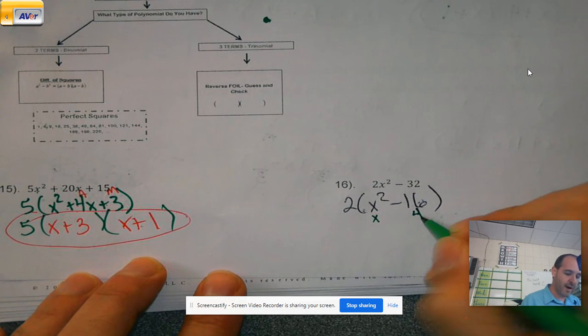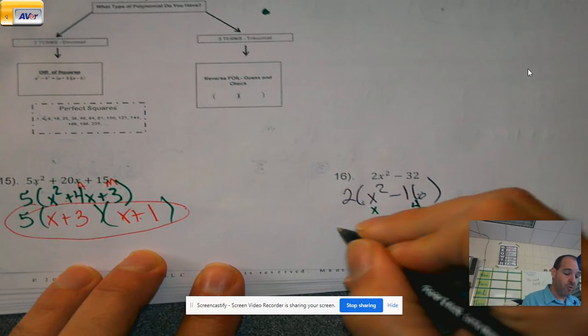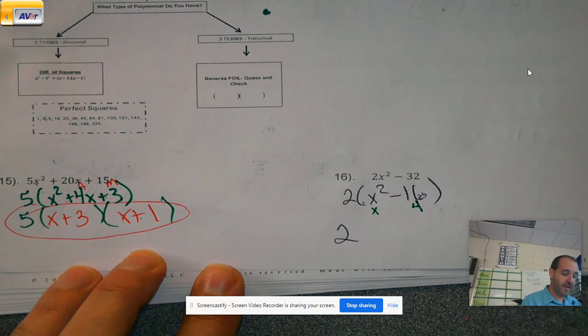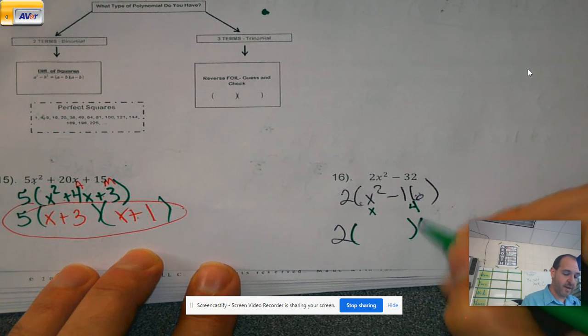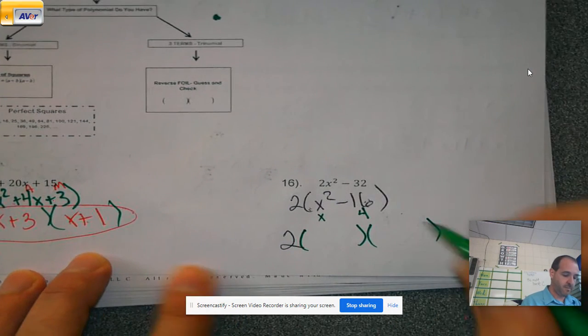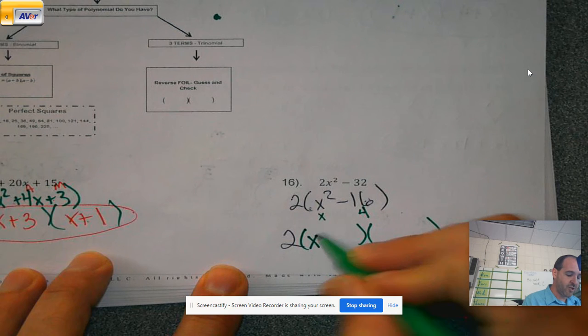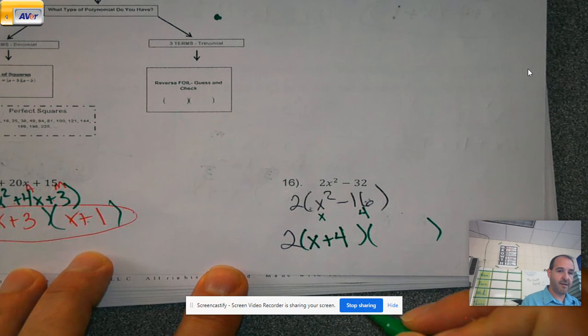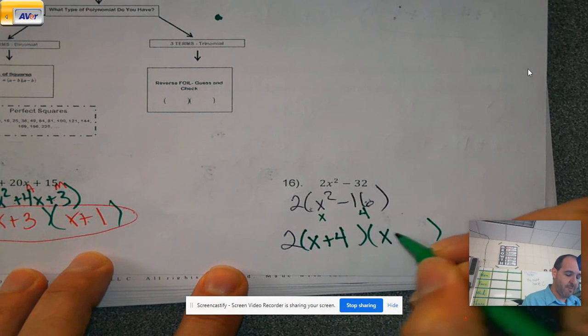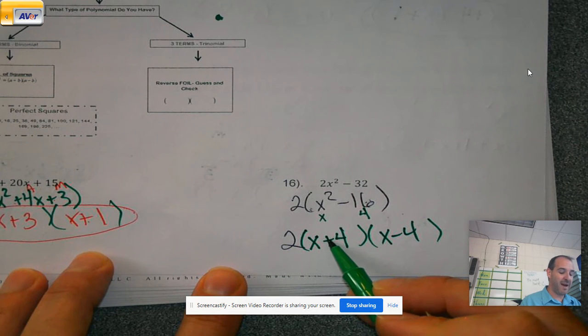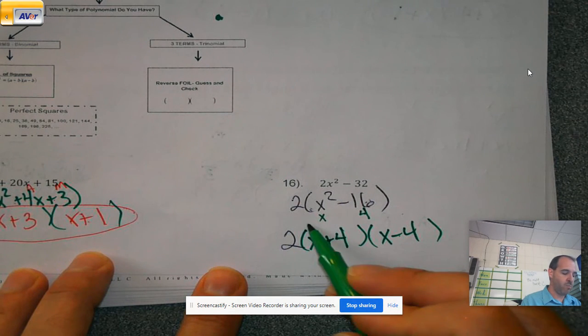So what do I square to get each? Don't lose your 2. That's part of the answer. If it's not there, we're not right. First plus second, first minus second. And does it matter if this is minus and plus or plus and minus? No, it does not.